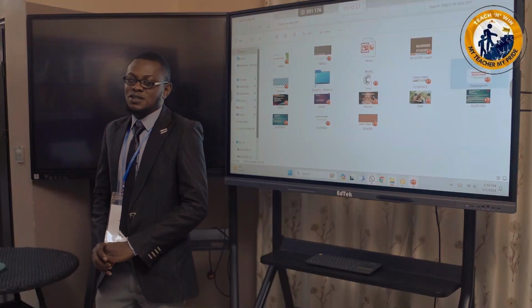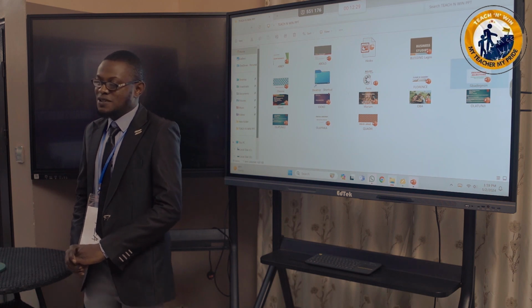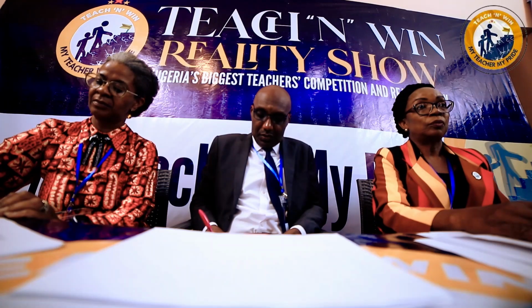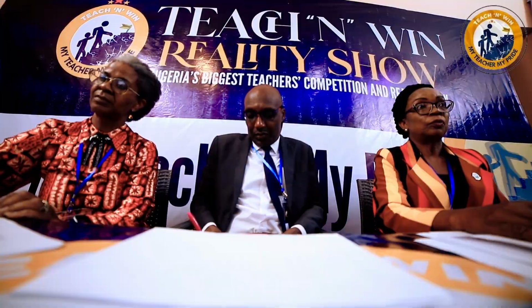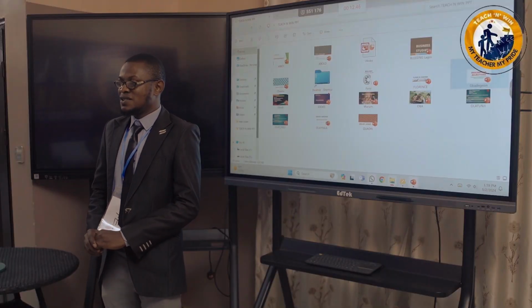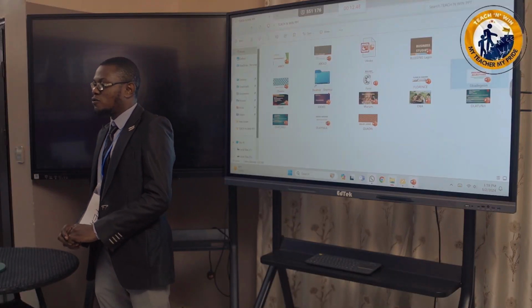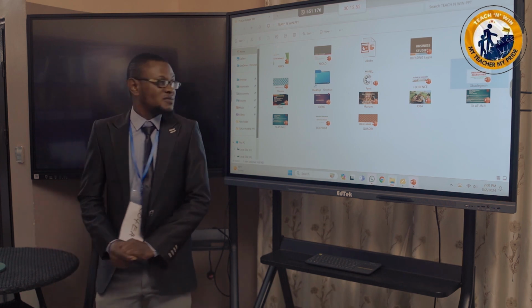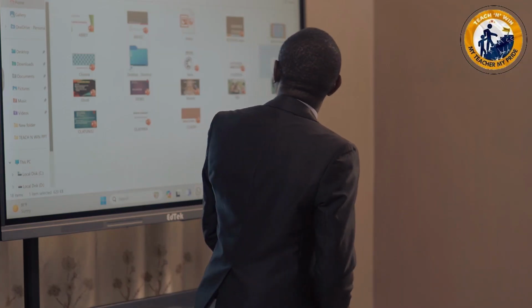By the end of the lesson, students should be able to describe how factorial notation works. That's one. Two, they should be able to apply it to solve problems in real life situations.